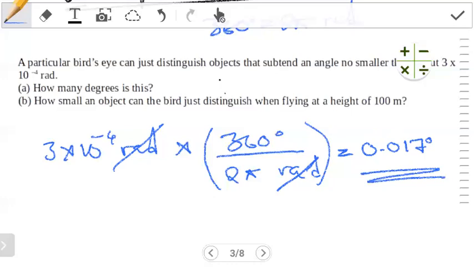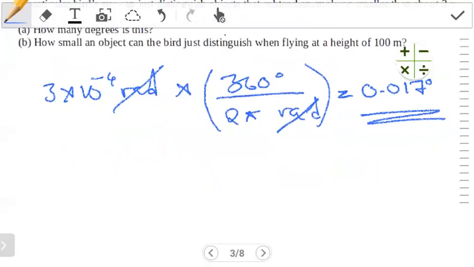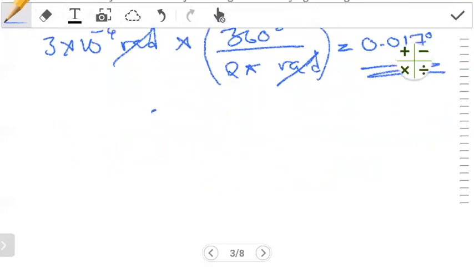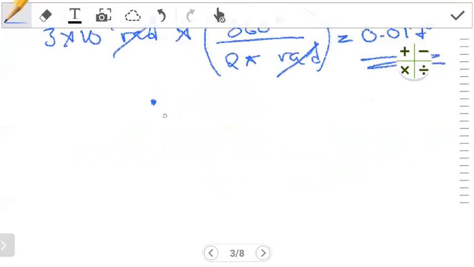Okay, the next part now, they want us to find how small an object this bird can distinguish. So we just have to create a picture of what the question is actually saying. Let's say the bird is somewhere here. The question specifies that it is at a height of 100 meters. So from the ground, this bird is all the way up at 100 meters.